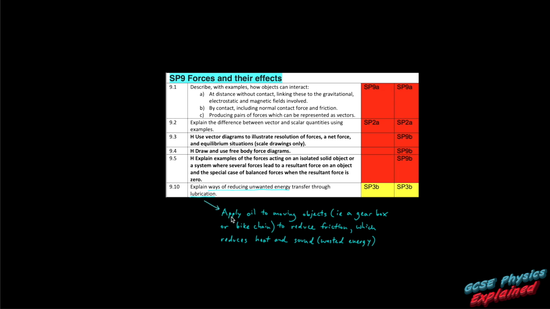Now, how do you tell the examiner that? You say, apply oil to the moving objects. For example, a gearbox or a bike chain are moving objects. That'll reduce friction, which reduces heat and sound from being produced, which is wasted energy. Because you often get friction in motors and things like that, and you don't want the motor getting hot.